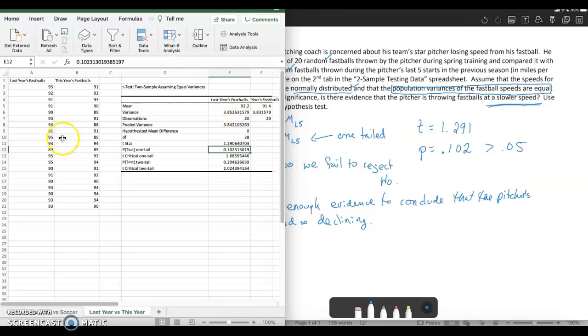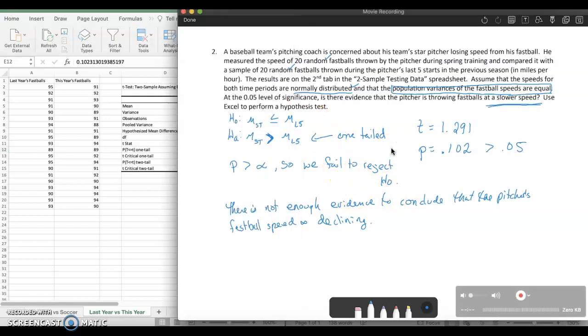So again, had we taken a different sample of last year's and a different sample for this year's, perhaps they were equal, perhaps actually the second one might even be higher. So these are really just too close together to offer any real evidence of a decline. That's the situation that we have when we fail to reject.